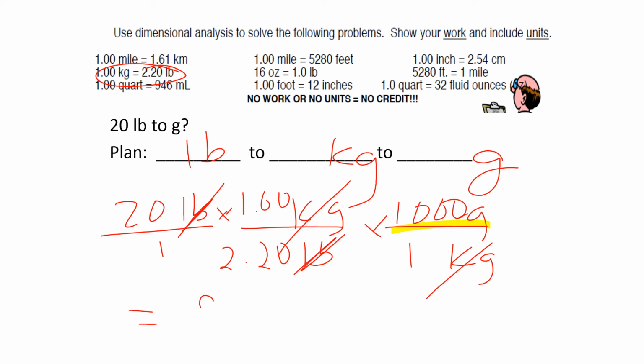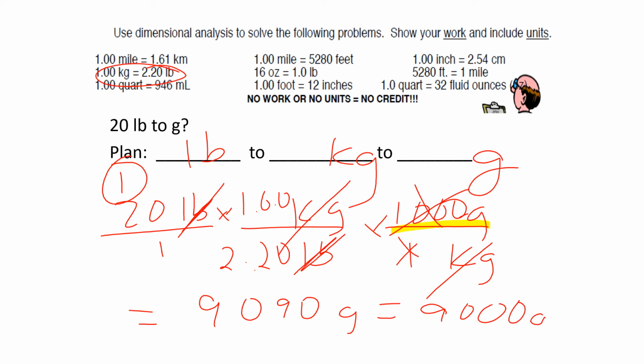So for this one, I get 9090 grams. For sig figs, I have 1 sig fig here. I have 3 sig figs here, 3 here. These don't count for sig figs. So I need to have 1 sig fig. So I'm going to go 9,000 grams.